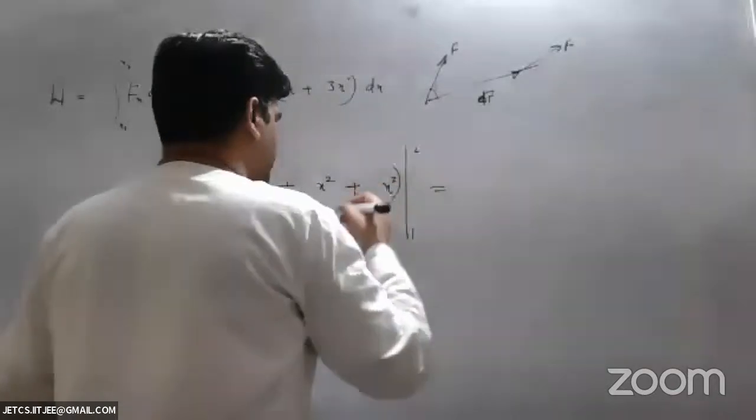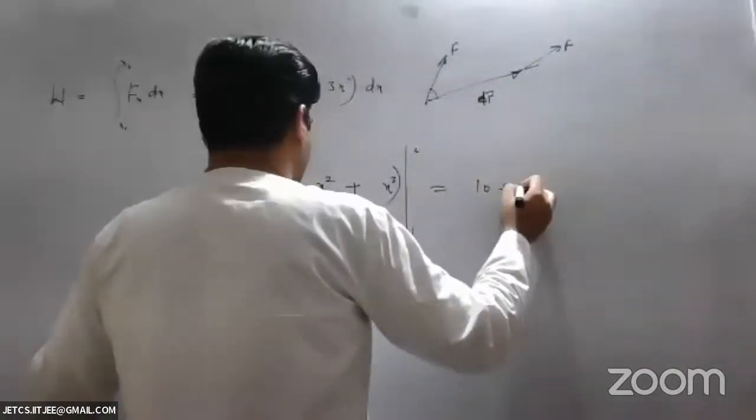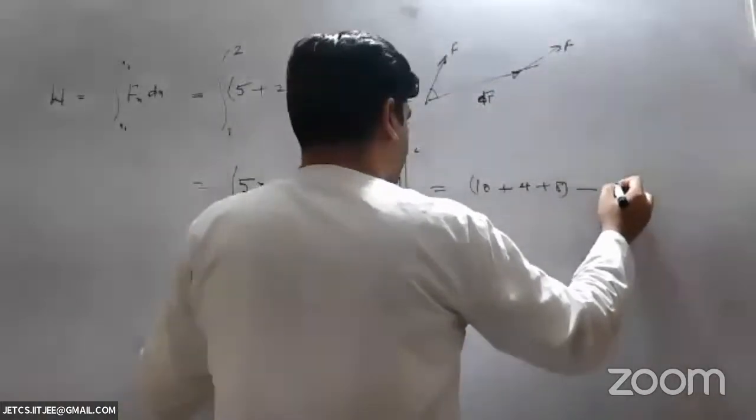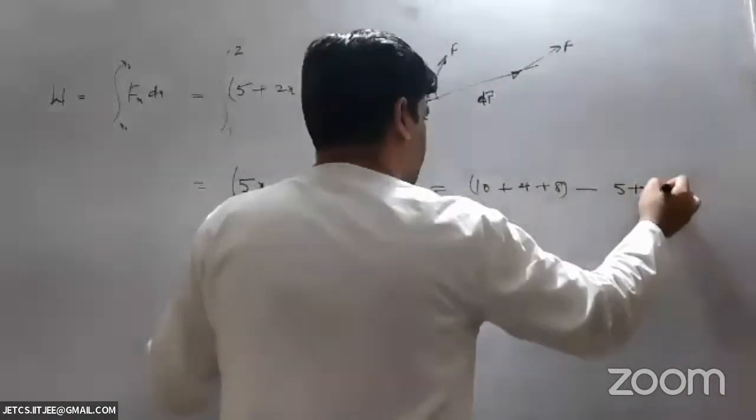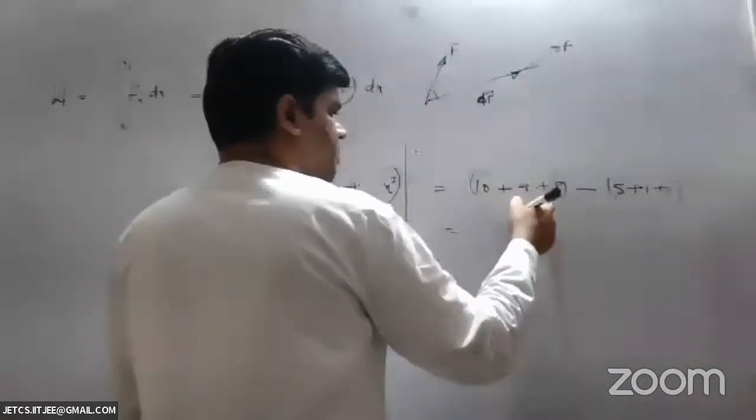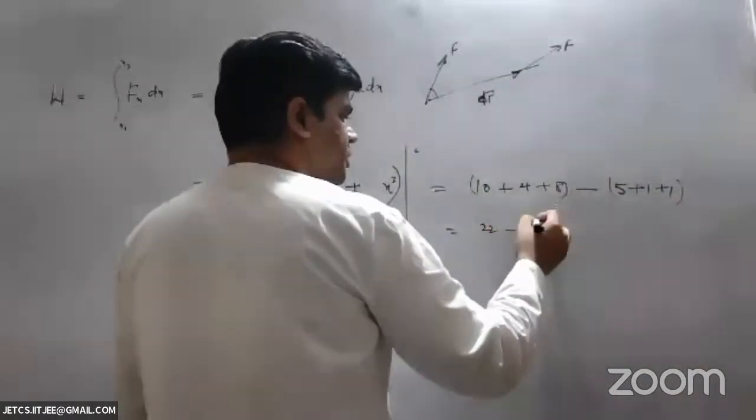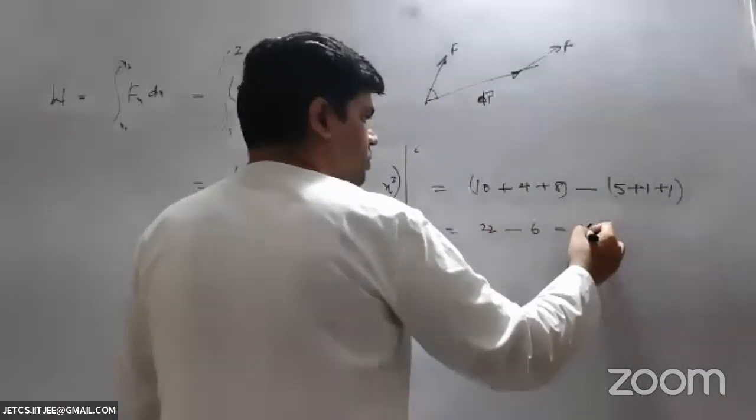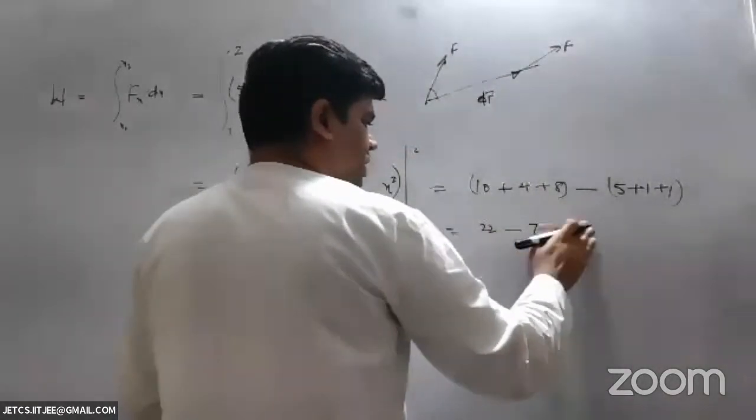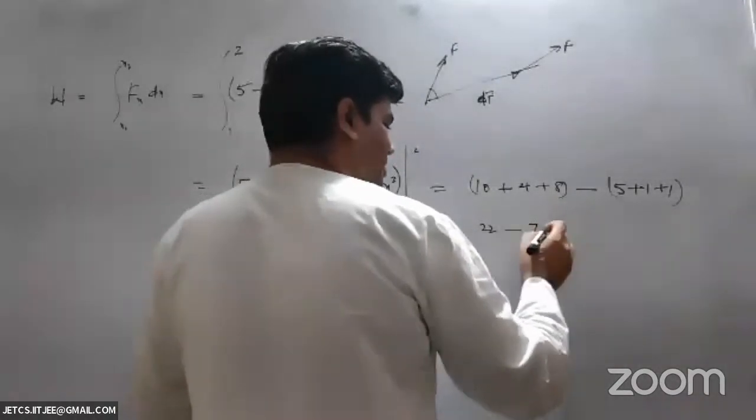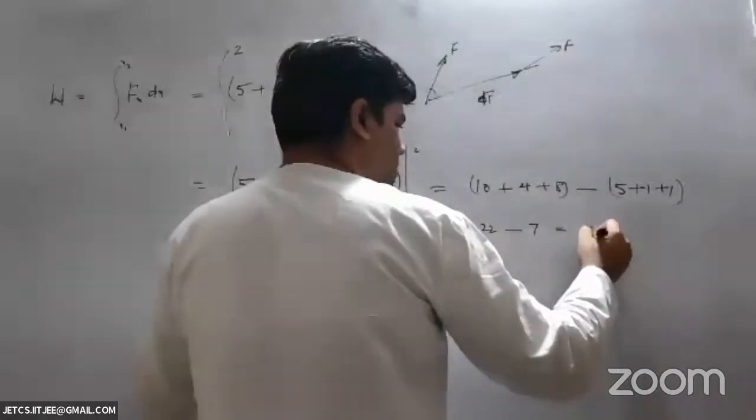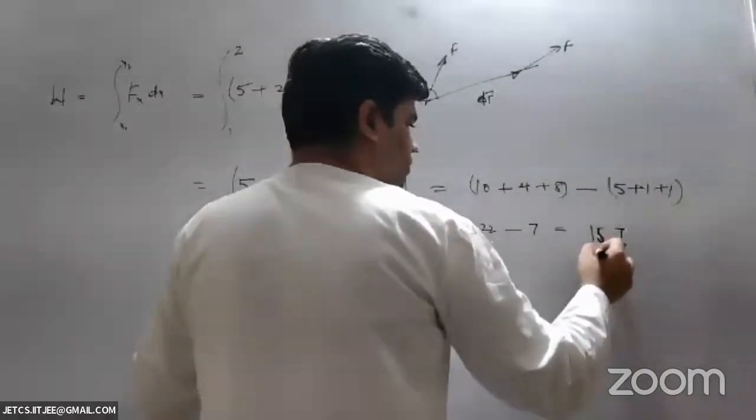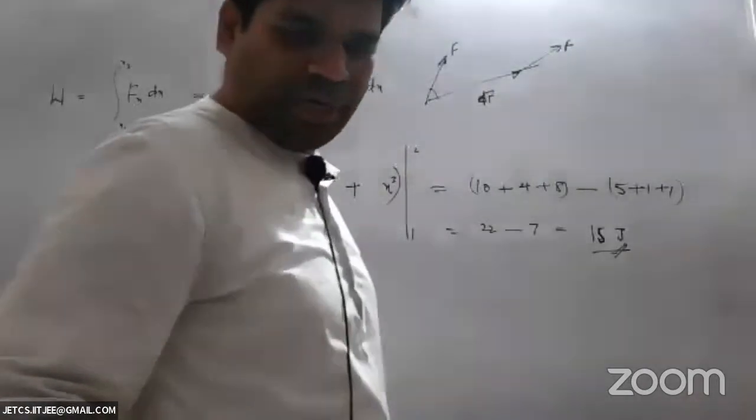Now substitute 2 first. So 10 plus 4 plus 8, minus, I substitute 1, 5 plus 1 plus 1. How much is this? 22, minus 7, sorry, I went wrong there. You have to be alert. What is 22 minus 7? 15. So 15 joules is the work done. Let me check the answer. Yes, 15 joules.